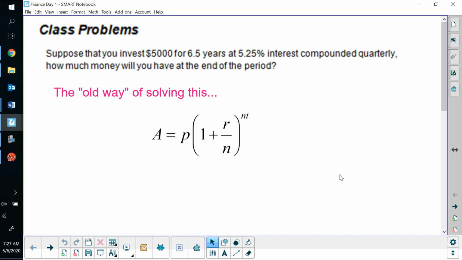If you had this problem, if you're investing 5,000, 6.5 years, 5.25% interest compounded quarterly, we would do it like this. We're going to see a way that the calculator will do it differently in an application. And the reason we want to use this application is, what if during that 6.5 years, you're continuing to invest more. This formula is only good if you only invest something at one point and then you just let it sit.